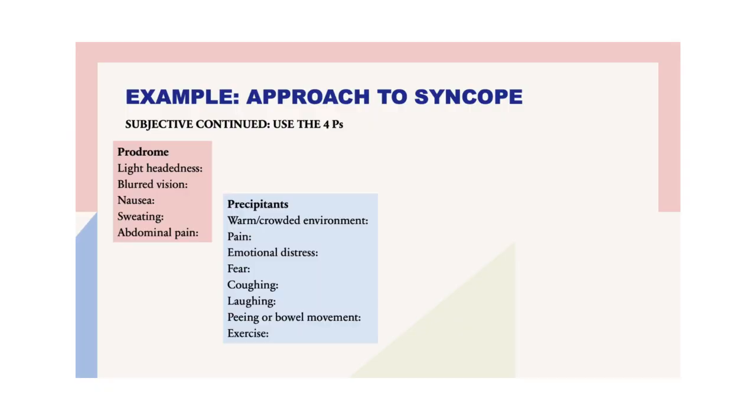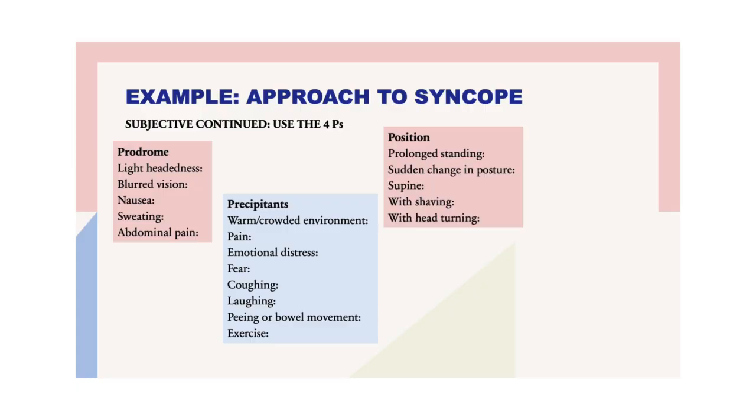The next P would be precipitants. Is there anything that triggered that syncopal episode? So looking for sort of vasovagal triggers. Were they in a warm, crowded environment? Was there pain involved, like getting a medical procedure? Any emotional distress, fear, coughing, laughing, pooping, peeing? Did it happen during exercise? That is a big red flag, folks, if it happens during exercise.